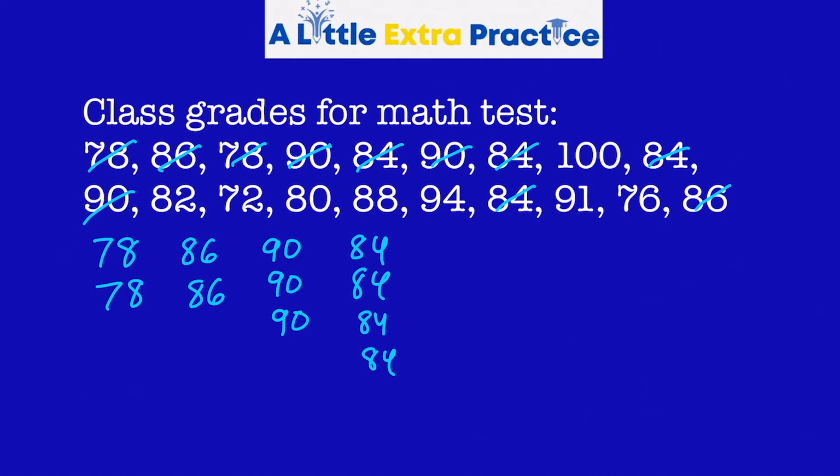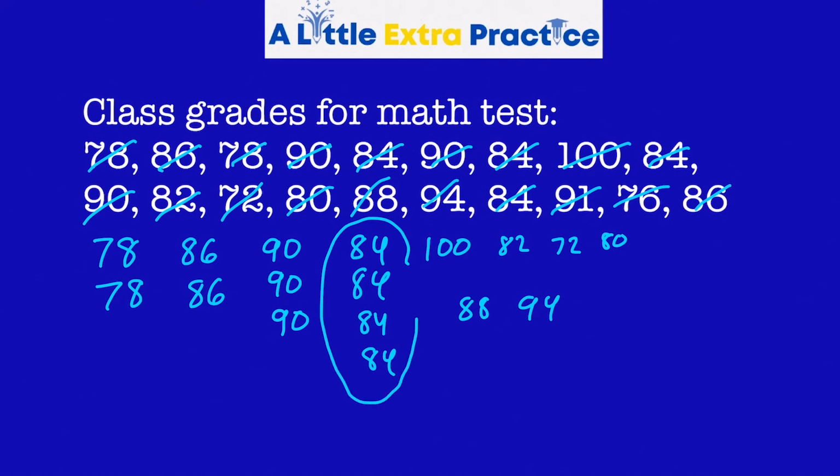That's the number that occurs the most. 100, I only see one of those. 82, that's it for 82. 72, okay. 80, nope, nothing else for 80. I've crossed out this 100, I forgot to do that. 88, nothing. 94, and then we can see we're done. Okay, 91, 76. So clearly 84 is the mode. There's four kids that scored an 84 on the math test.